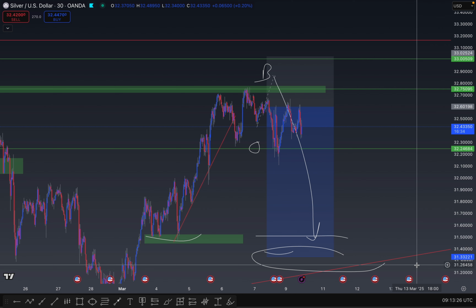Today, nothing to do. Just basically being patient and waiting for this trade to end and then announcing the results. That's it. So nothing to do today. Let's see how that goes.